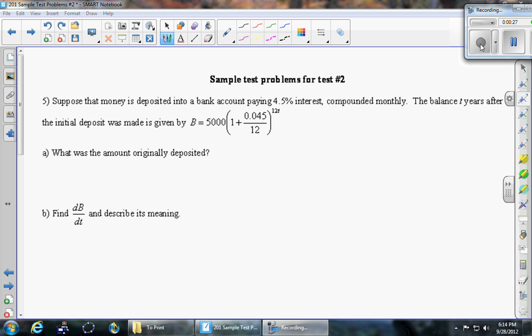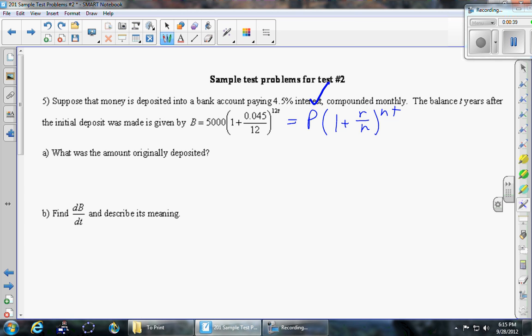Some of you might recognize this formula, and it's okay if you don't, but this looks like P times (1 plus r over n) to the nt, where P is the principal, r is the annual interest rate, n is the number of times interest is compounded each year, and t is time. It's okay if you don't know that, but for those of you who've seen it before, I wanted to connect this formula to the one that you knew.